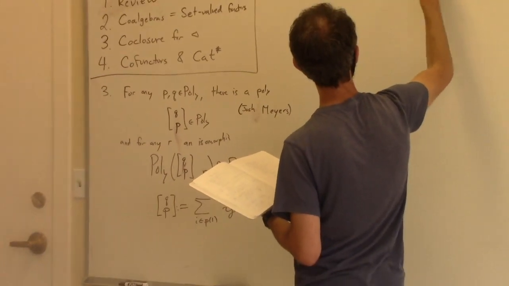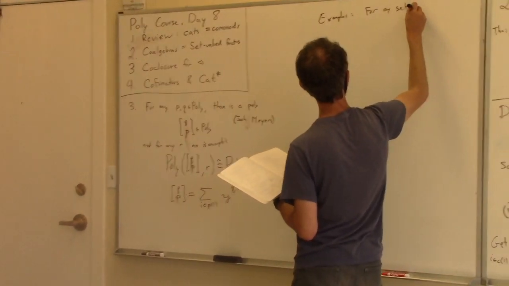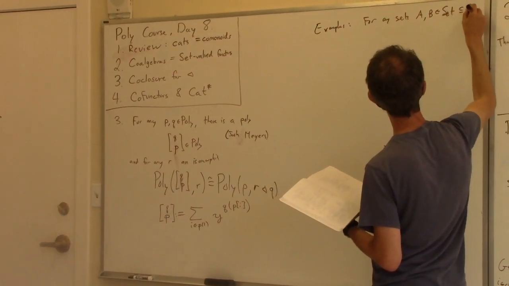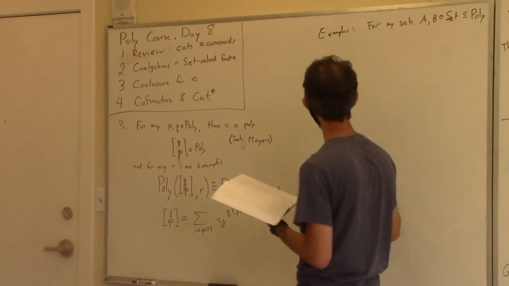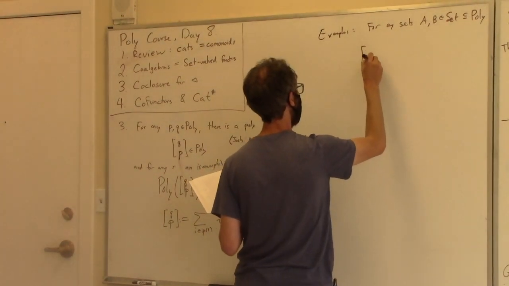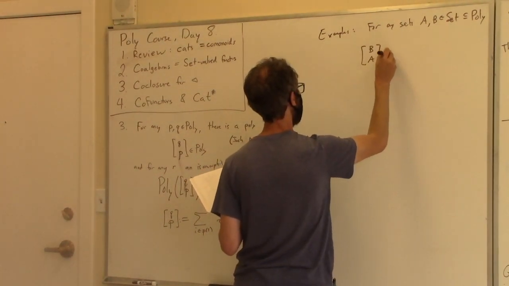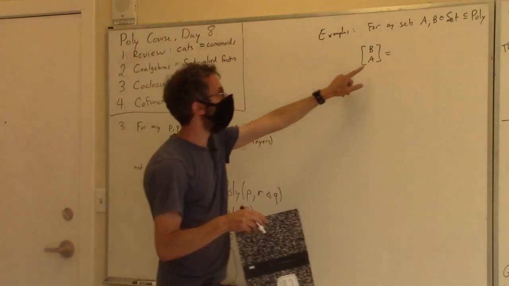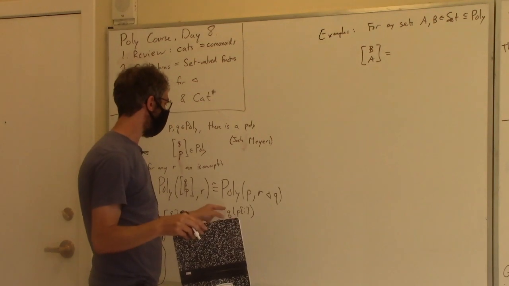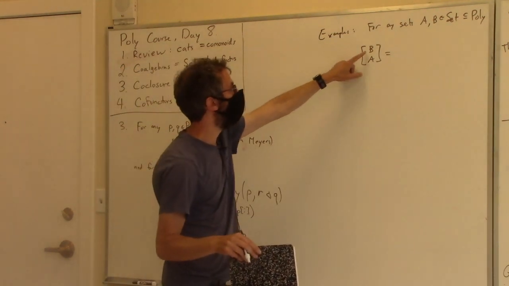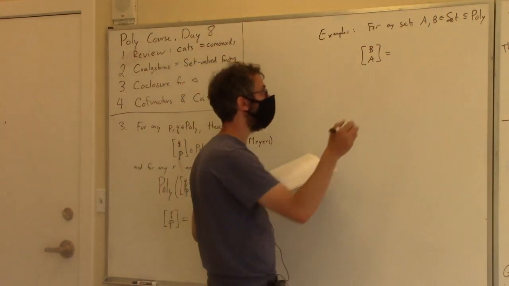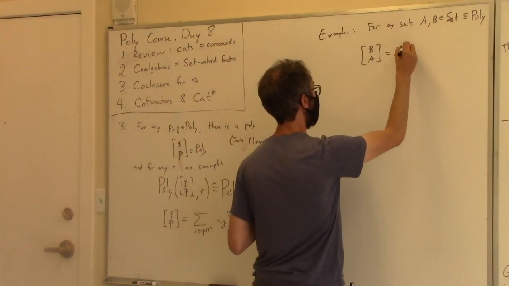For any sets A and B, well, you can think of sets as polynomials that are constant polynomials, and AB is the sum over I in A of y to the q, which is b, applied to something. But b is constant, so b applied to something is just b. So this is a y to the b.